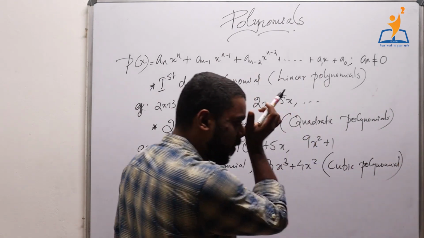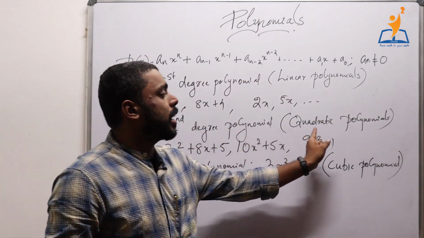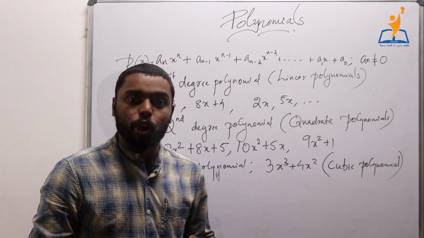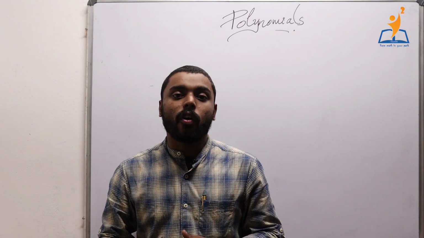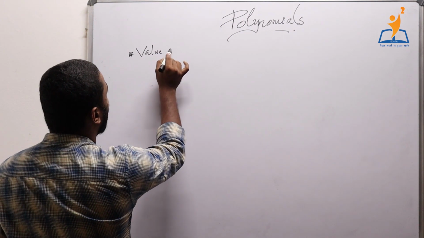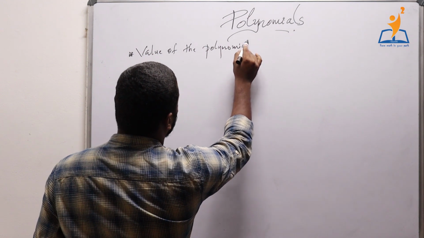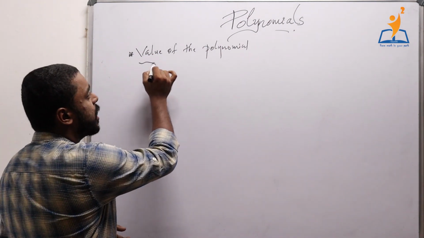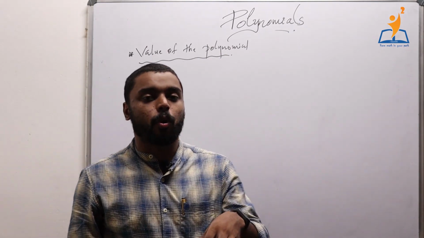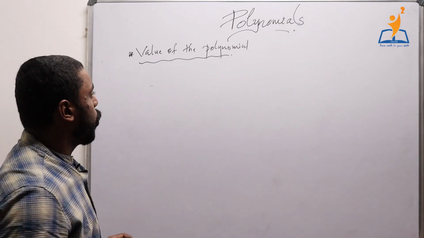So we got several different names. A first degree polynomial can be named a linear polynomial, a second degree polynomial can be named a quadratic polynomial, and a third degree polynomial can be named a cubic polynomial. Now we are going to find the value of the polynomial. So our next aim is to define the value of the polynomial. Now we know various kinds of polynomials like first, second and third degree polynomials, which can be called linear, quadratic and cubic polynomials respectively. Okay, now the value of the polynomial.